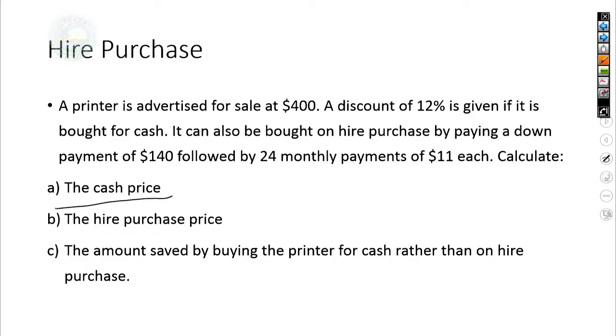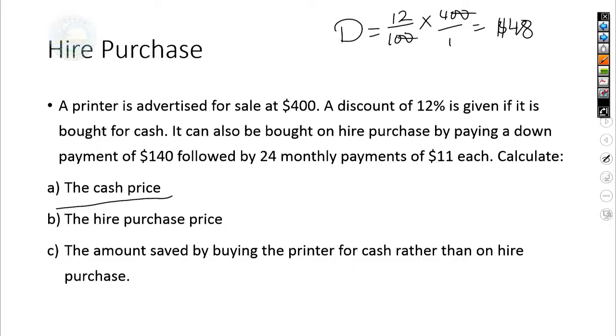Now, cash price, we're told that if you buy it now, cash, you can get 12% off. So let's find the discount. Your discount is 12%. As dollars and cents, it will be 12% of the selling price, which is $400. So that will be $48, because 12 times 4 is 48. Know your tables. Don't forget them.